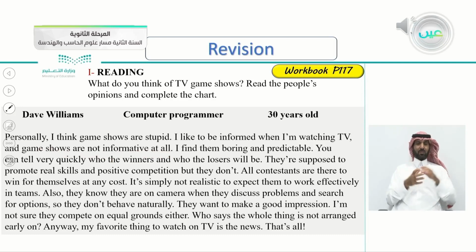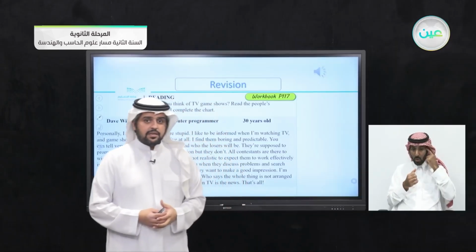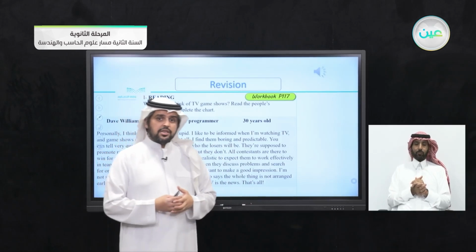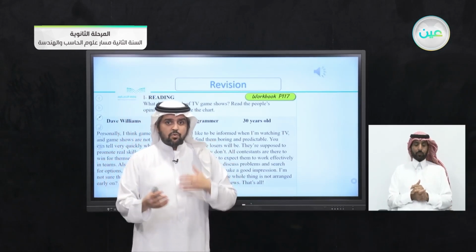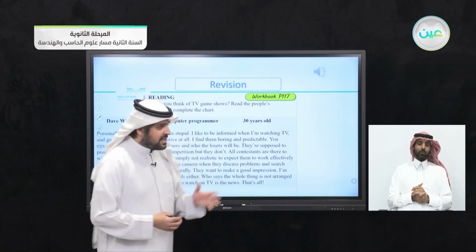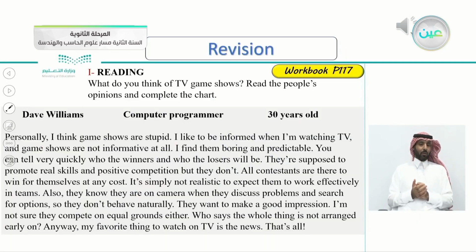What does the word predictable mean here? It means that you can know what will happen next. He also says all contestants are there to win for themselves at any cost. He says that it's simply not realistic to expect them to work effectively in teams.